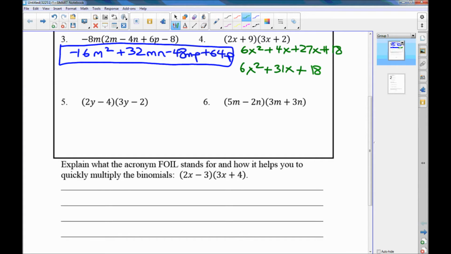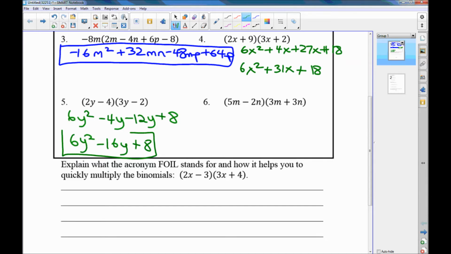So first terms is 6y squared. Outside is minus 4y. Inside is minus 12y. And last is plus 8. Okay. So you can combine the inside and outside because they're like terms, so they'll make negative 16y. Remember, it's negative 4 minus 12. And then we have plus 8. So there's our final answer.